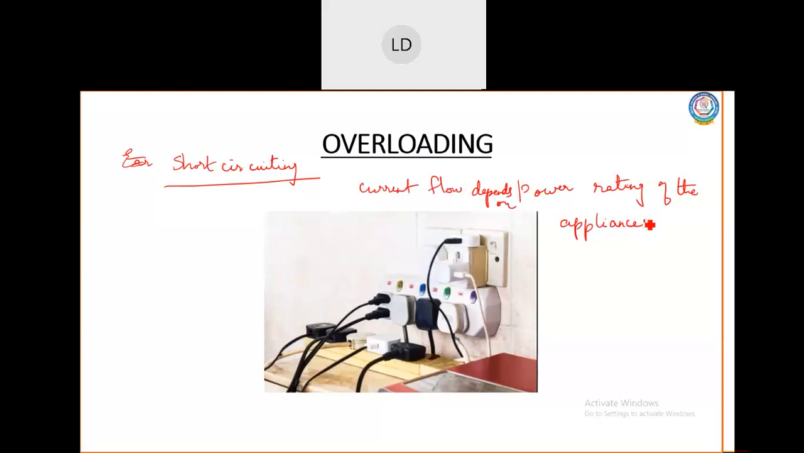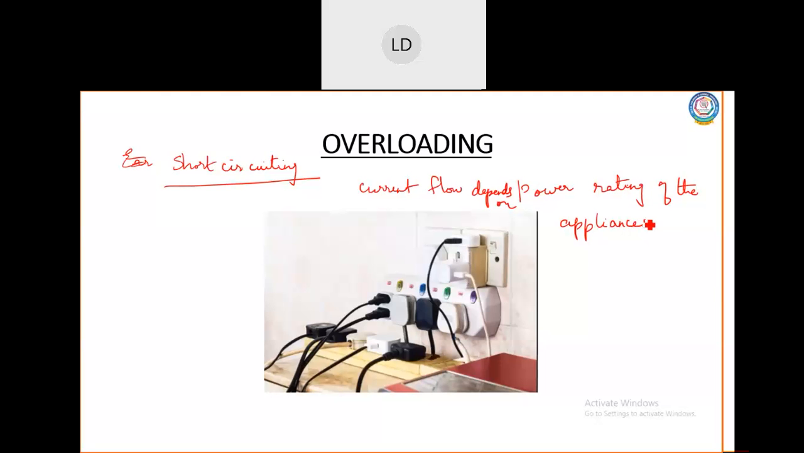Now, suppose we connect too many appliances of very high power rating. For example, at the same time you switch on an electric iron box, your electric geyser, and your AC, all these things are switched on at the same time. What will happen, children? Definitely when all the appliances are switched on at the same time, they draw an extremely large current from the circuit. Yes or no? So this is nothing but what you call overloading.